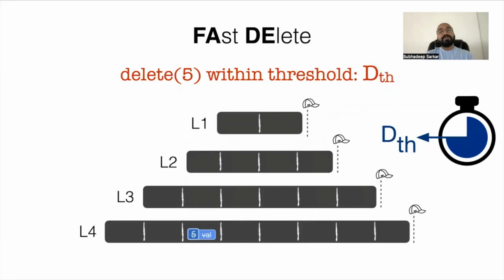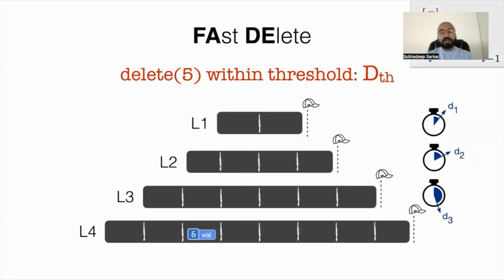So let's say we have the same query where we want to delete all data with the key 5 within a given threshold DTH. And we have this timer that we have to respect. What we do is that we decompose this timer and set smaller thresholds for each of the intermediate levels in an LSM tree. So what happens after we realize the delete? The moment we insert the tombstone to the first level of the LSM tree, we start a timer for the first level denoted by A1.